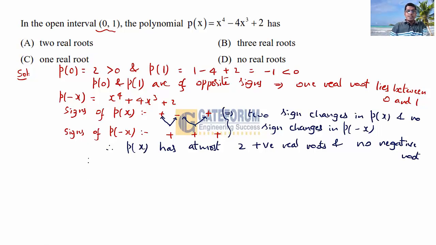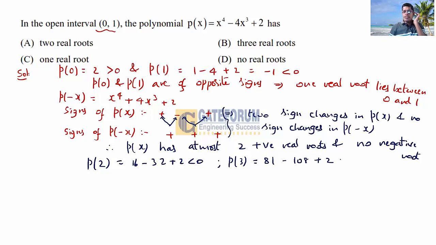Let us try the other integer values. After 1, put x equal to 2: P of 2 is 16 minus 4 into 8, that is 32, plus 2, which, without simplifying, I can say is less than 0. So P of 1 is less than 0 and P of 2 is less than 0, two consecutive function values of the same sign. We cannot decide. P of 3 is 81 minus 27 into 4, 108, plus 2, still less than 0. Let us try one more positive value.